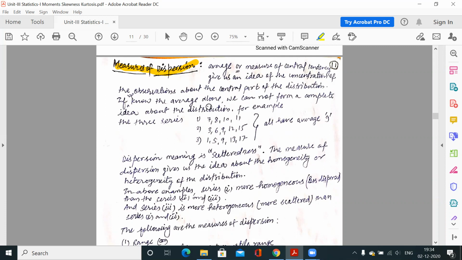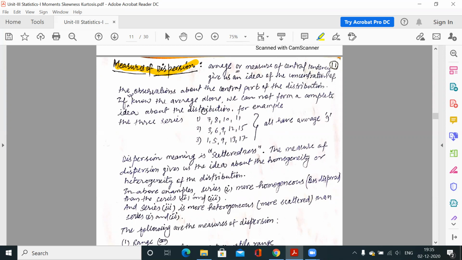Suppose I have two students and each student has two subjects. Suppose I have to compare these two students, how well they perform in the exam. Suppose one student got marks in two subjects like 74 and 76, and the other student got marks in two subjects like 50 and 100. So the first student got 74 and 76, and the second student got 50 and 100.